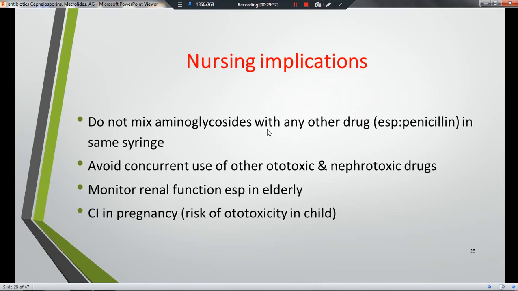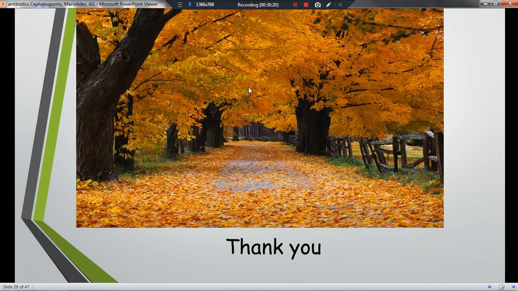So you remember the examples: the mechanism is by inhibiting protein synthesis, by inhibiting the initiation, but they are bactericidal. And then we have seen the spectrum: aerobic gram-negative organisms. We have seen the uses and adverse effects: ototoxicity, nephrotoxicity, and neuromuscular blockade, and what the nursing implications are. So that is for today's class.